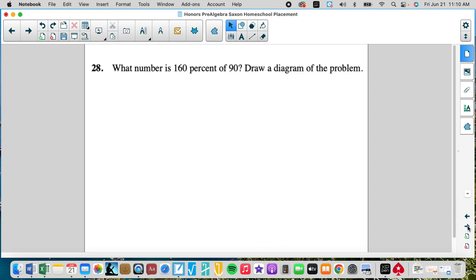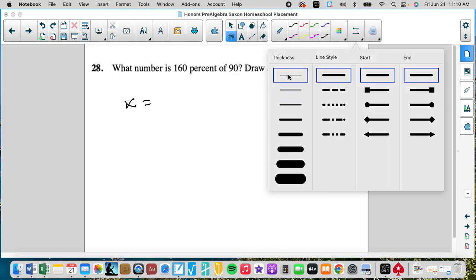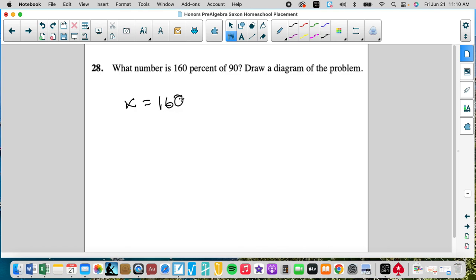28. What number is 160% of 90? So what number is x? X is 160%, so that's 1.6. Well, we can do this, right? We can do either way. Let's do this. Let's write it on how it says 100. Don't want the big marker. 160% of, that's multiplication of 90. Draw a diagram of the problem.